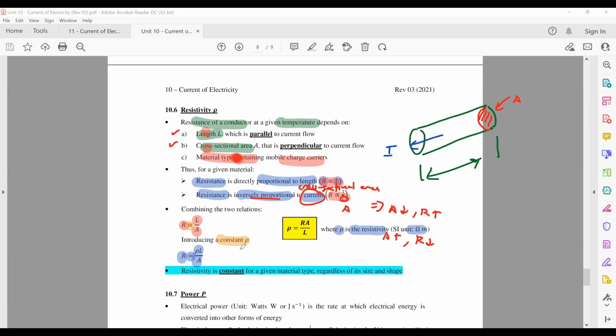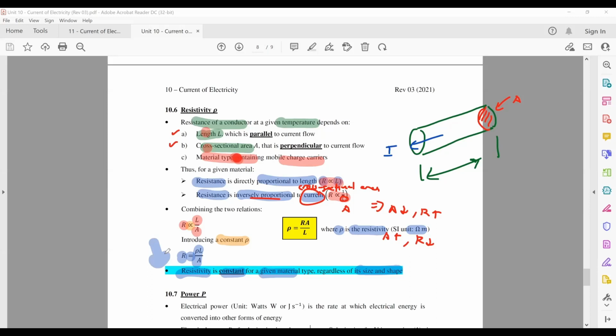It's a measure of the resistance of the material. And this one is good. It's a better measure of your resistance because it's constant for any given material type, regardless of its size and shape. It's something like Young's modulus. If you've done deformation of solids before this, we say that Young's modulus is a measure of stiffness of the material. It's a better measure of stiffness because it just depends on the material, not on its size and shape. So it's a similar analogy here.